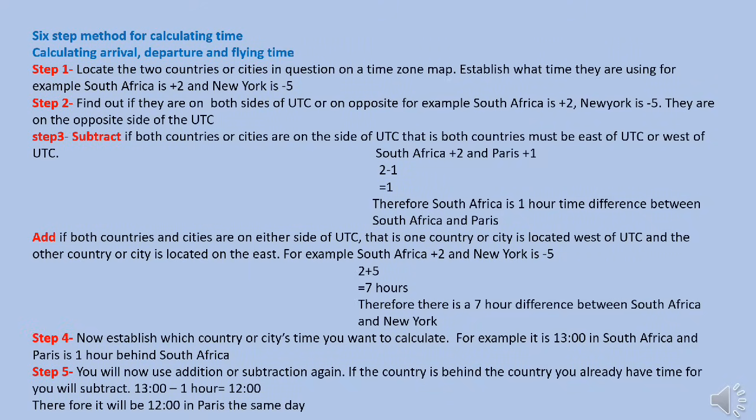Step 2, find out if they are on the same side of UTC or on opposite sides. For example, South Africa is +2, New York is -5. They are on opposite sides of the UTC.